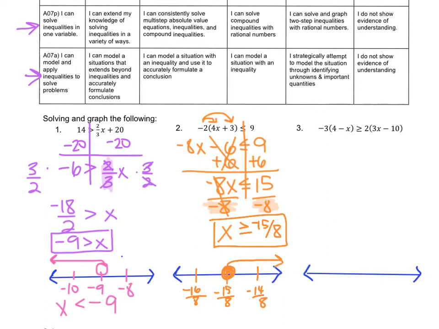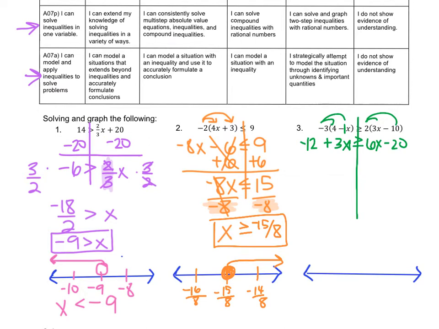Last but not least, number 3, draw your line on the center, and I'm going to distribute right away on both sides. Negative 3 times 4 is negative 12. Negative 3 times negative 1x is positive 3x. It's greater than or equal to 6x minus 20. Just as if this was an equation, you're going to bring all the x's to one side and all the numbers to the other. Doesn't matter which way you do it, we should end up with the same answer.